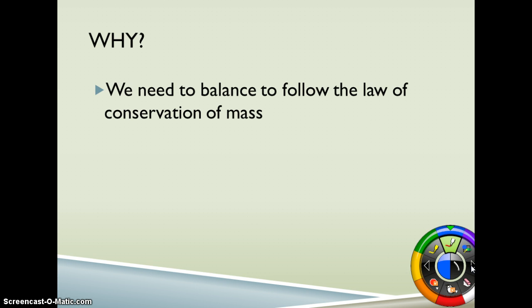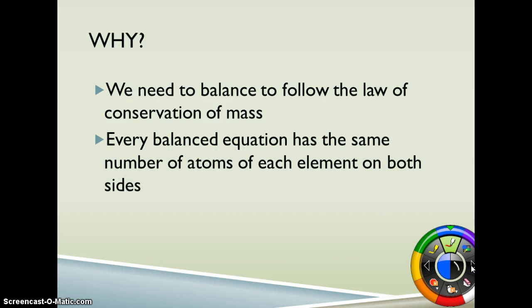We have to follow the law of conservation of mass. So matter is neither created nor destroyed. And so whatever your weight is on your reactant side should be the same on your product side. So every balanced equation is going to have the same number of atoms of each element on both sides. That's going to keep the mass equal on both sides of that arrow, the yield sign.